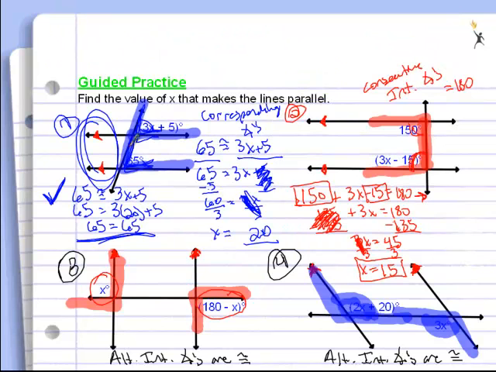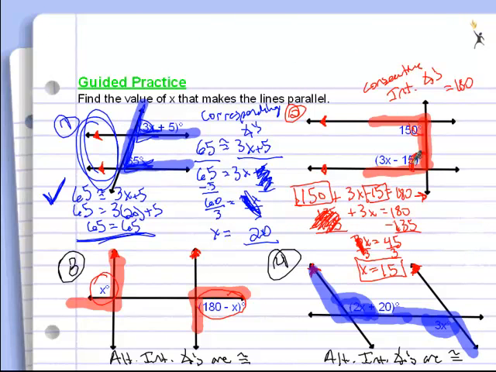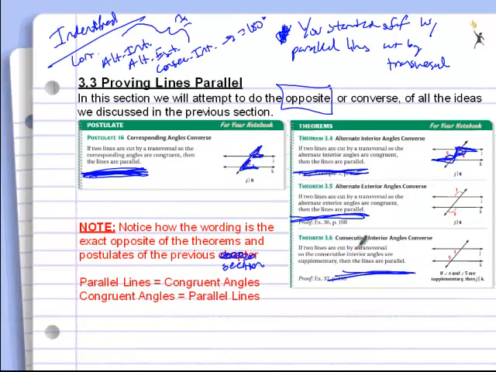We proved that corresponding angles are congruent, therefore, the lines are parallel. We proved that consecutive interior angles are supplementary in number two. So because we proved consecutive interior angles were supplementary, we proved the lines are parallel. Then you did the same thing in number 3 and 4. Proving alternate exterior angles are congruent, you proved the lines were parallel. Then in number 4, you proved that alternate interior angles are congruent. Therefore, you prove the lines were parallel.